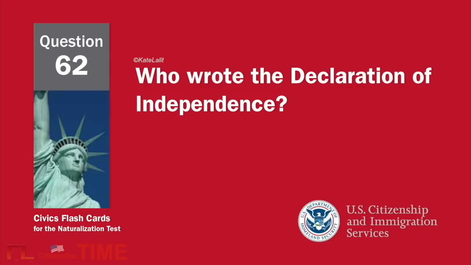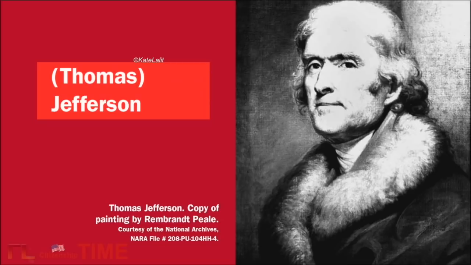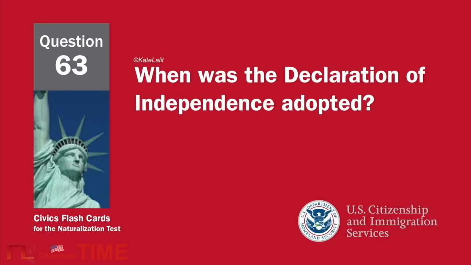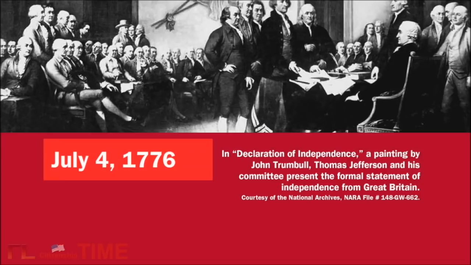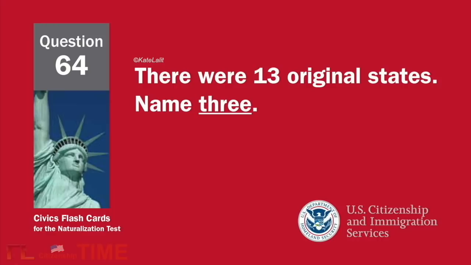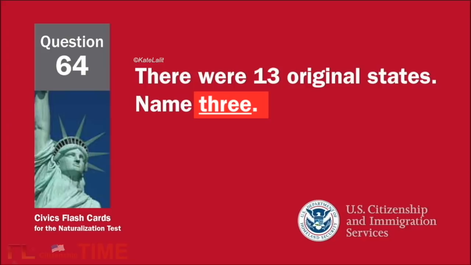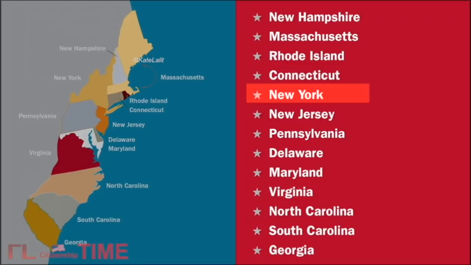Who wrote the Declaration of Independence? Thomas Jefferson. When was the Declaration of Independence adopted? July 4th, 1776. There were 13 original states. Name three. New York. New Jersey. Pennsylvania.